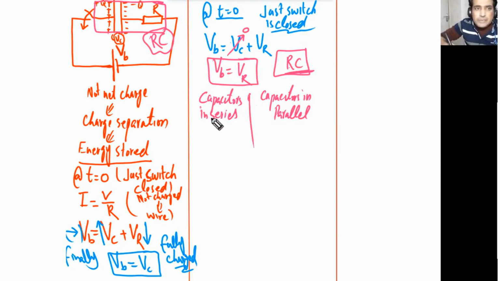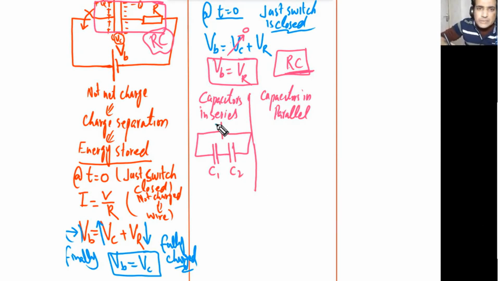So capacitors in series and capacitors in parallel. If we have this power supply here, and one capacitor here, and I'm not drawing any resistor to make it simple, and we have another capacitor here. Let's say this capacitor is C1 and this capacitor is C2. I'm just talking about capacitors only here. So how about the total capacitance? How do we calculate it?